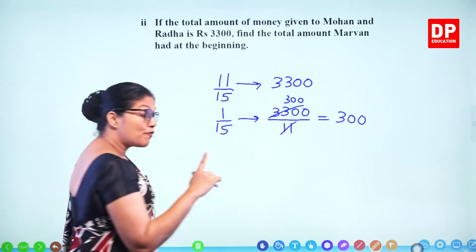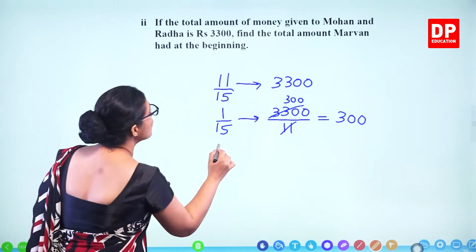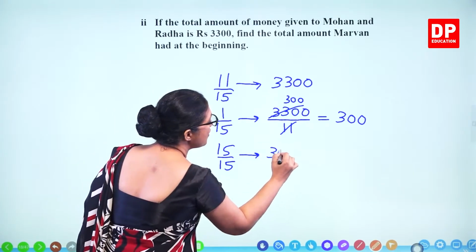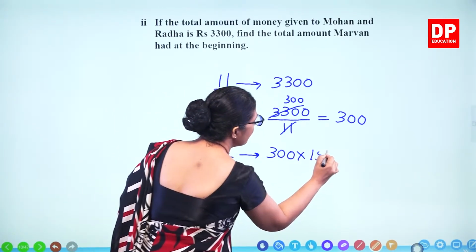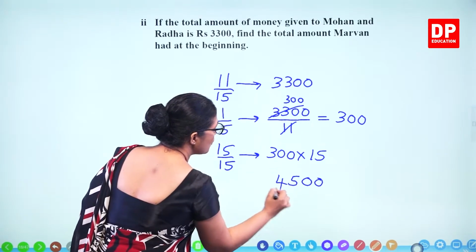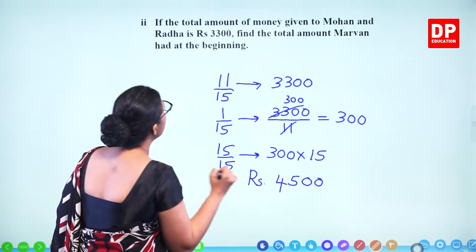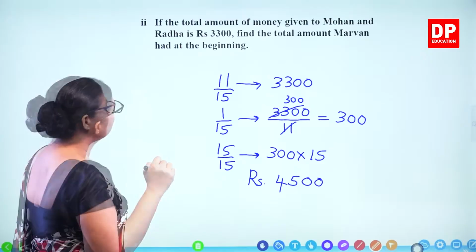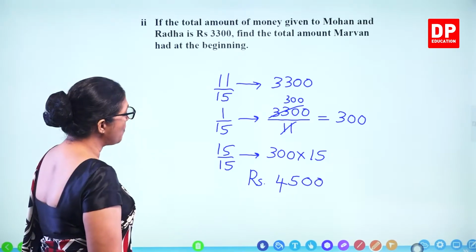That's one part. Full amount is 15 parts. So, 15 out of 15. So, multiply 300 by 15. 2 zeros and multiply by 3. So, Marwan had 4,500 rupees. Now, we'll see how many marks for each part.